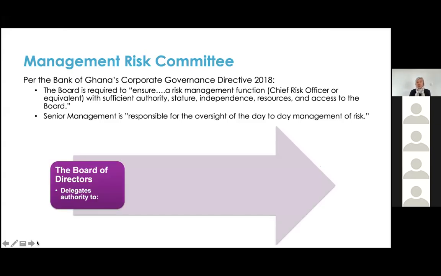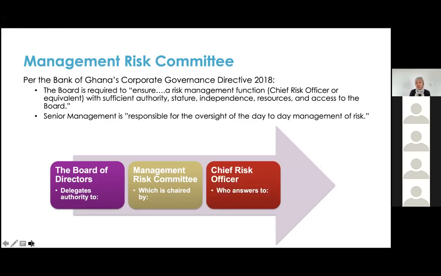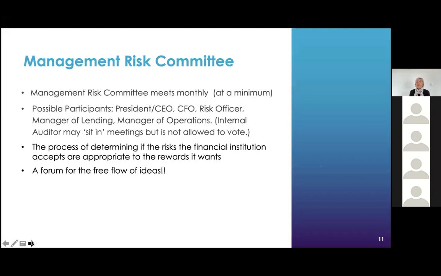So the board of directors will delegate authority to the management risk committee. We'll talk about who is a member of this committee. It is normally chaired by a chief risk officer or a risk manager who answers to the board of directors or the CEO. I prefer the board of directors, but the chief risk officer could also answer to the CEO. So the board is giving the authority to oversee risk to the management risk committee, which will meet monthly at a minimum.